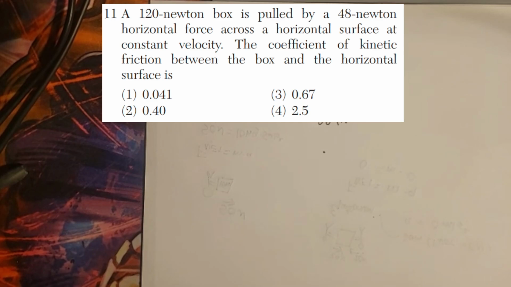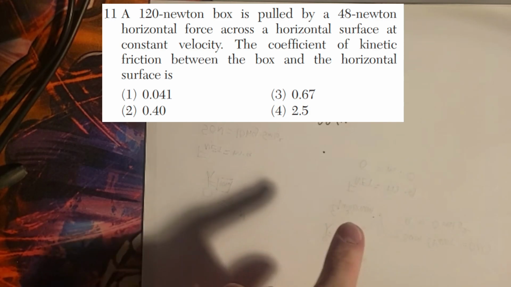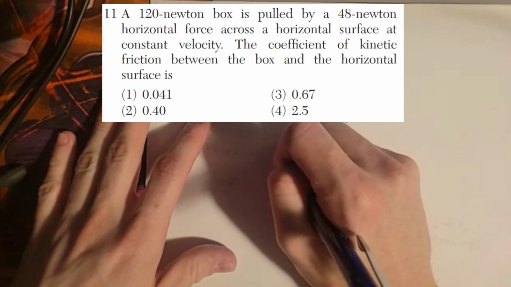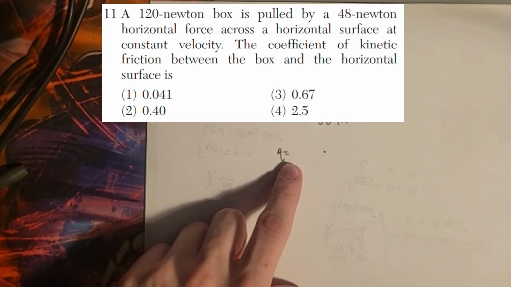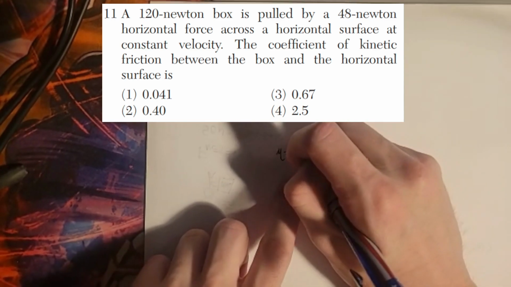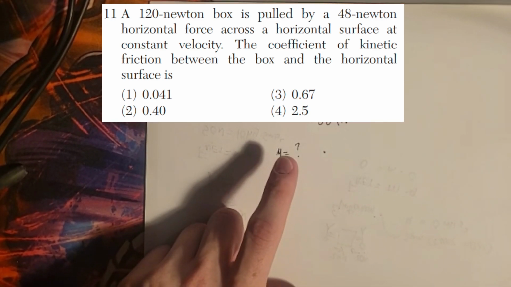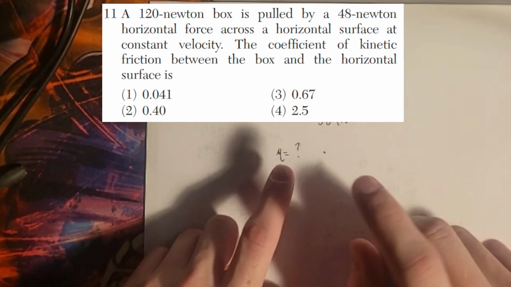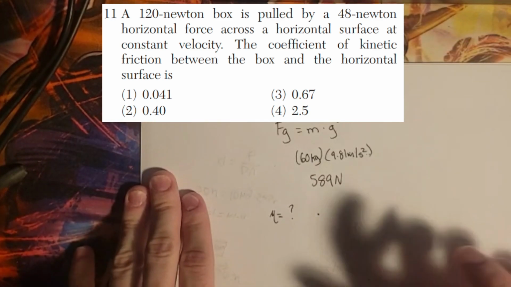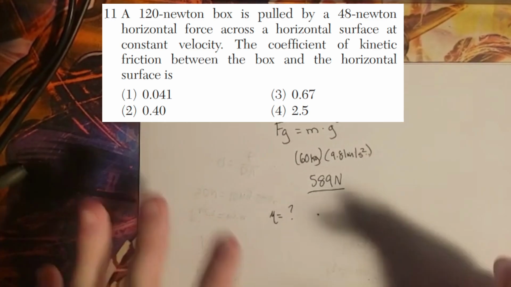Here we have a 120 Newton box pulled by a 48 Newton force across a horizontal surface at a constant velocity. The coefficient of kinetic friction between the box and the horizontal surface is blank. Well, the coefficient of friction is that funny looking symbol mu. Coefficient of friction here is what they're telling me to find. So I want to find what the value of mu is. What I know is that this box is 120 newtons. Remember we were just saying your weight can be measured in newtons, or it should be measured in newtons.